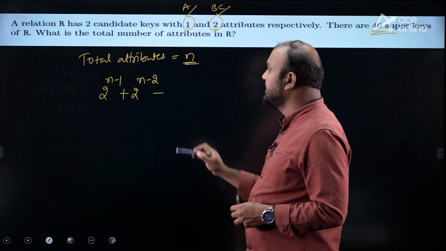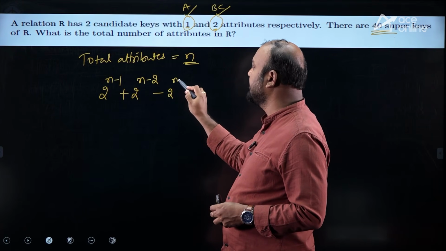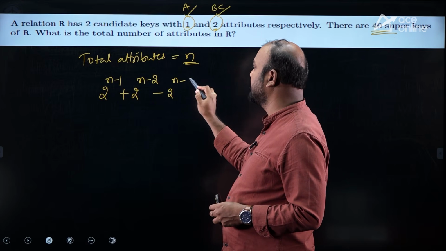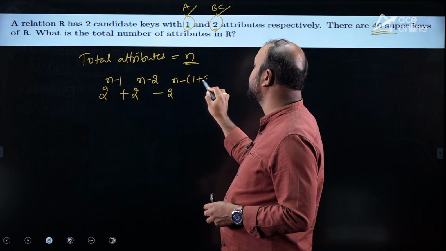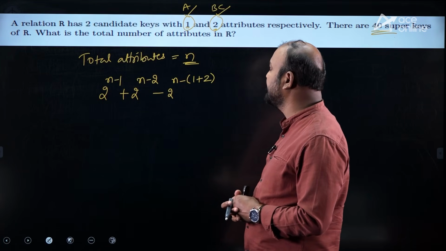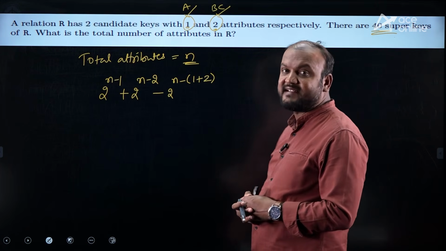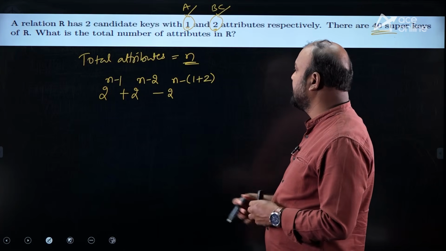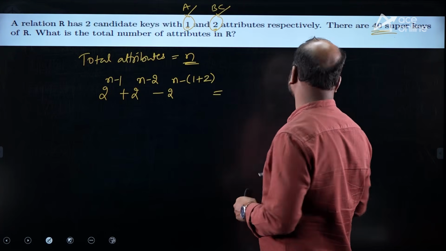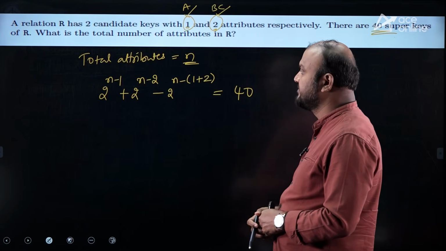No common. If it is no common, 2 to the power of n minus 1 for the one-attribute candidate key, plus 2 to the power of n minus 2 for the two-attribute candidate key, minus 2 to the power of n minus the key attributes. Key attributes are going to be common in both of them. Okay, this is equal to how much? 40. Now you can go with a trial and error method, simple.